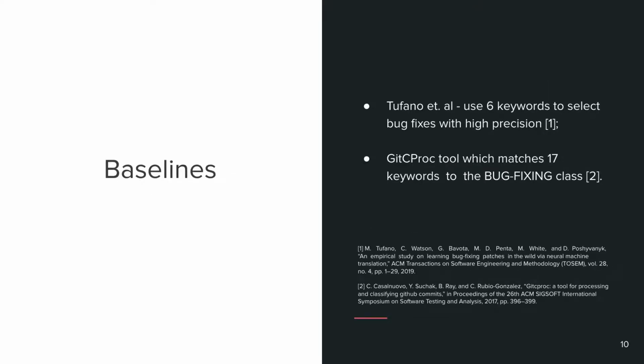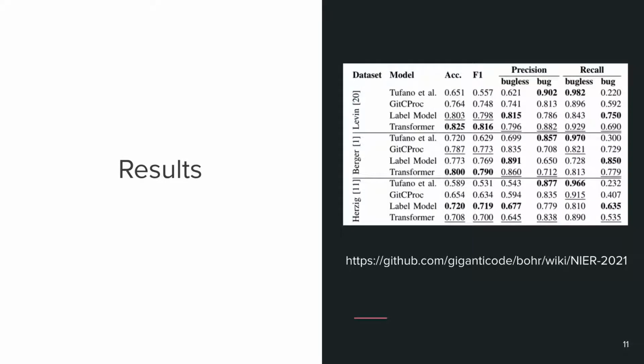We used 2 baselines from the previous work: Tufano and colleagues, using 6 keywords to precisely identify bug fixing commits, and the Git proc tool, which uses 17 keyword heuristics. We report accuracy, precision, recall, and F1 score, and here you can see the results. Even though the Tufano and colleagues classifier has the highest precision of detecting bug fixing commits, and it was specifically designed to have high precision, our label and transformer models have the highest F1 score, especially on the 2 largest datasets. Moreover, the transformer outperforms the label model on 2 out of 3 datasets, which confirms that the end model can be effectively trained on the probabilistic labels.